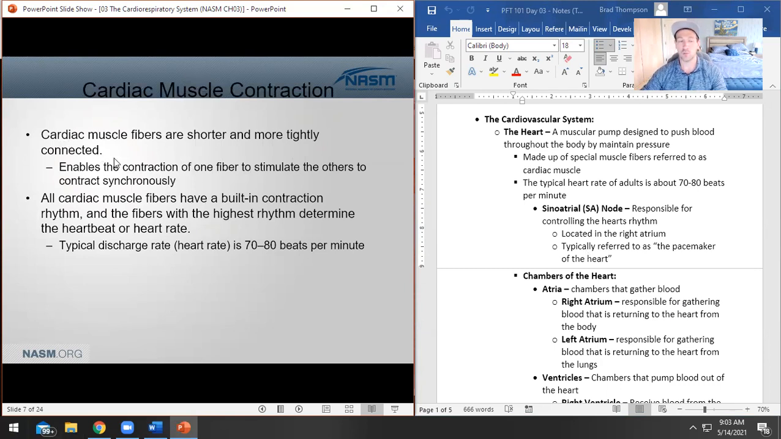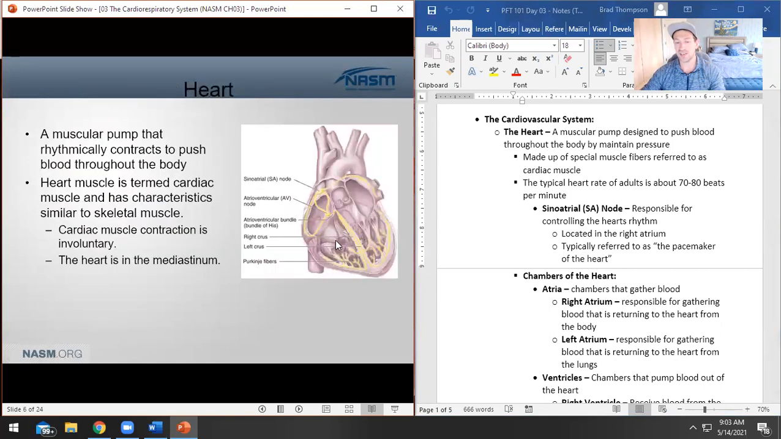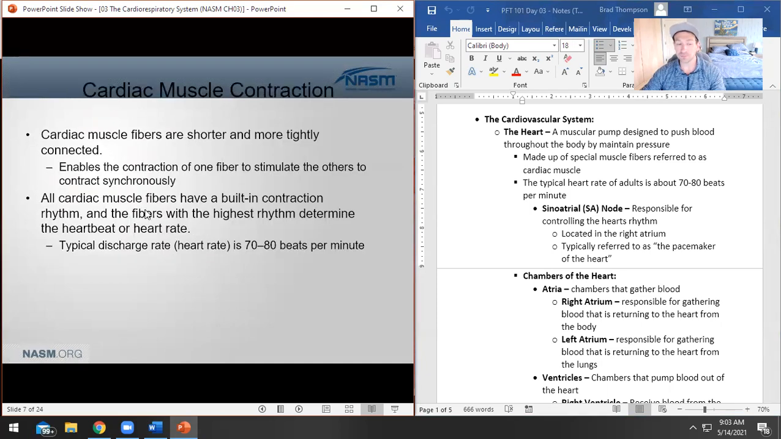So speaking of the heart's signal, one of the ways that it achieves that is that your cardiac muscle fibers are much shorter and much more tightly connected, similar to smooth muscle. And this enables one fiber to stimulate the other fibers. When it contracts, it pulls on the other ones. And all of your fibers have a built-in rhythm to them, because you can see here there's this big conduction system. There are these little wires, basically, running throughout the entire heart. And so they all have this predetermined rhythm, which is your heart rate.